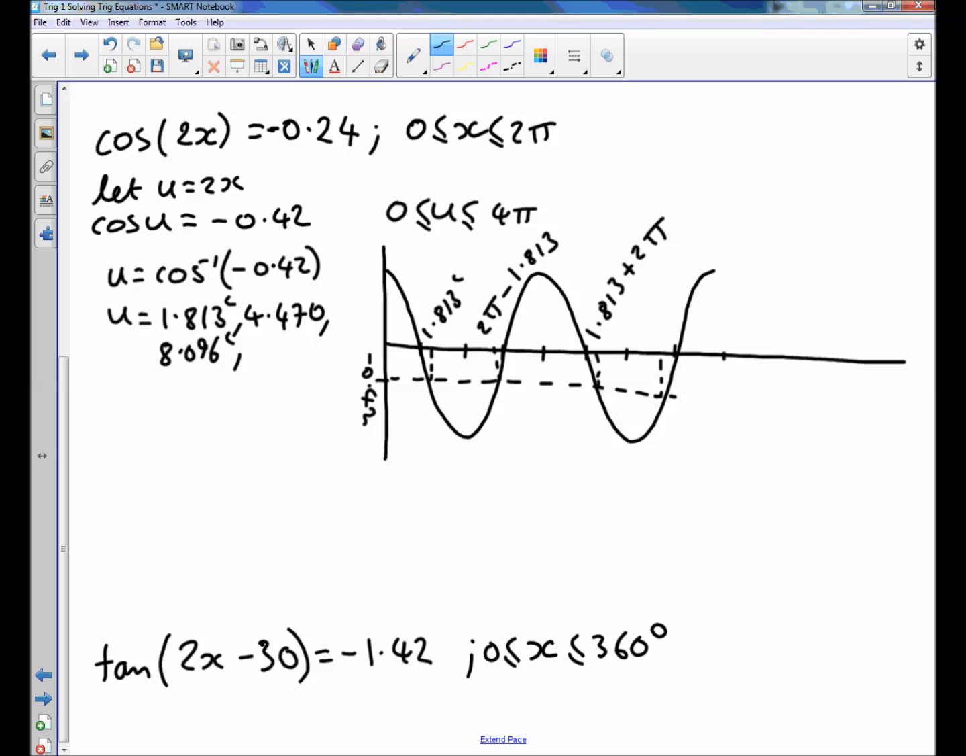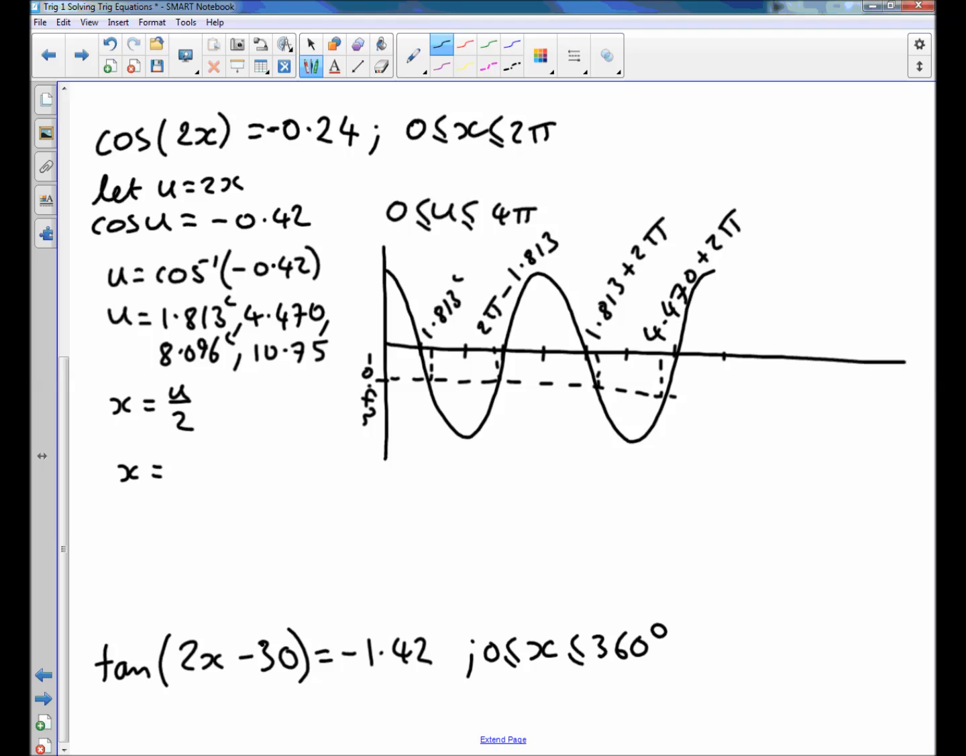And my fourth secondary solution is going to be 4.470 plus 2 pi, which gives me 10.75. All of which you'll notice lie between 0 and 4 pi. Well, if u was 2x, then x is going to be u over 2. So my solutions then simply can be half my values of u.